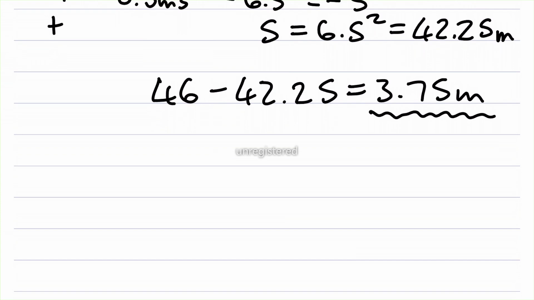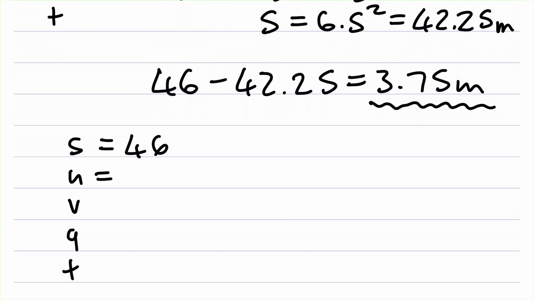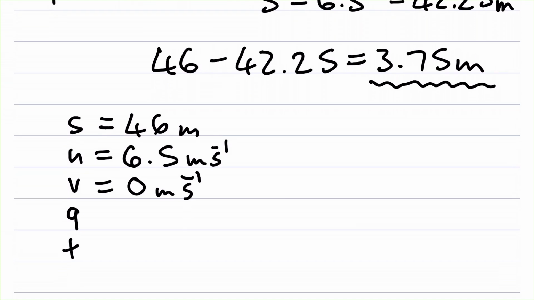So what we need to do is find the acceleration that you would have needed. SUVAT: we want s to equal 46 meters. It needs to be equal. We know that the initial velocity is 6.5 meters per second. We know the final is 0. Acceleration is what we need to solve for this time round.